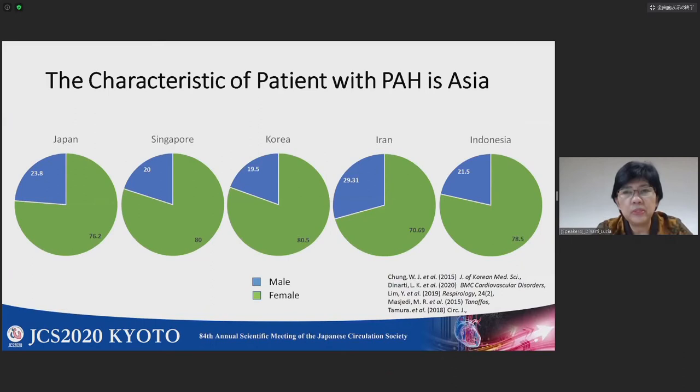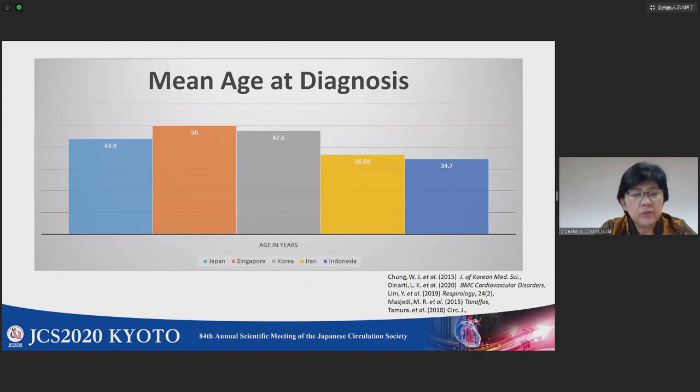And this is the characteristic of patients with PAH in Asia. The slides show that females are more dominant compared to males. This data shows no difference between countries in Asia, and data in Europe and in the USA also show no difference. In regards to the mean age of first PAH diagnosis, Singapore has the oldest mean age with 50 years old, whereas Indonesia has the youngest mean age with 34.7 years old. It is quite interesting data, since we understand that Indonesia has no screening program right now, so the first diagnosis of PAH in Indonesia is due to manifestation of the progressive PAH, undetected from childhood.